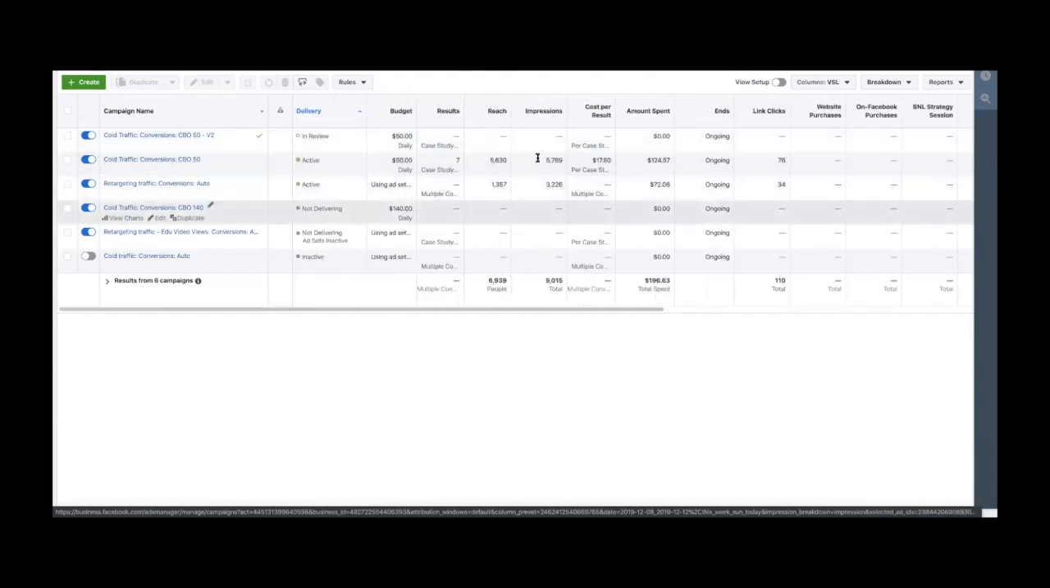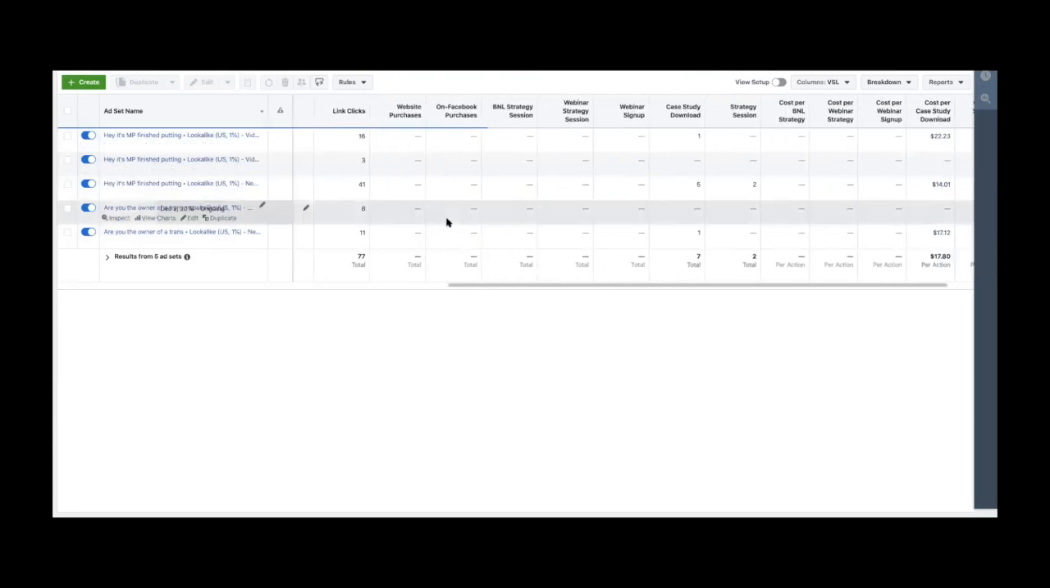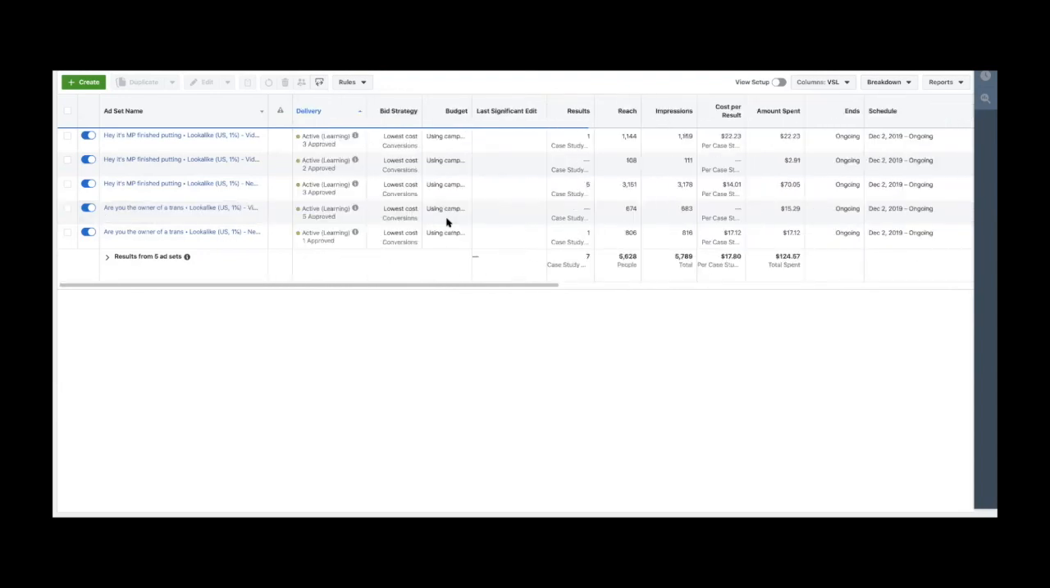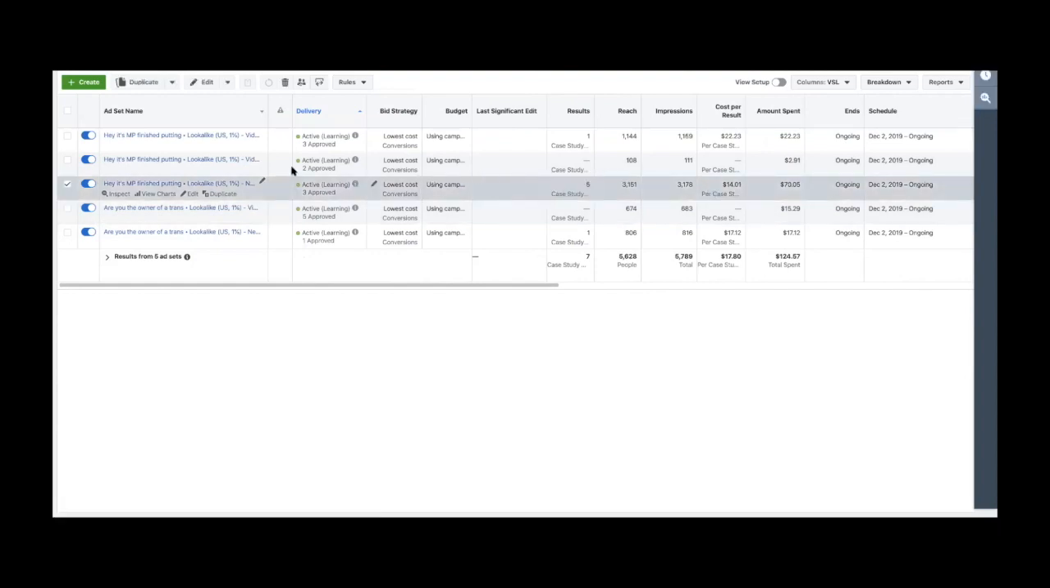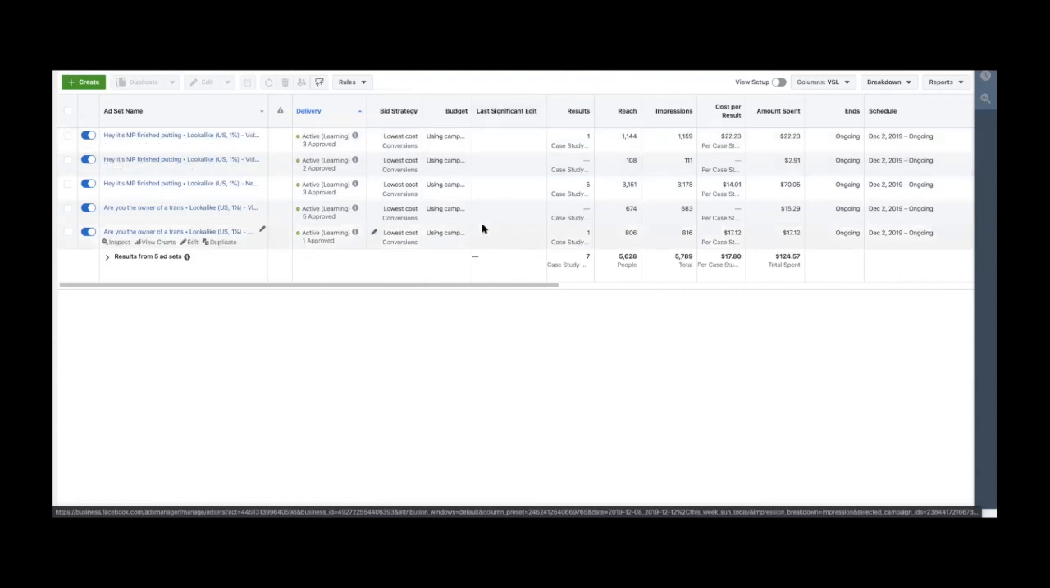Audiences are huge, but like I said, once these start reaching at least $70 each, or at least $50 each, then we can start getting a strategy session. Then you can just turn them off and duplicate the best one here, for example. Okay, got it. And does it matter how many ad sets we keep within that campaign?